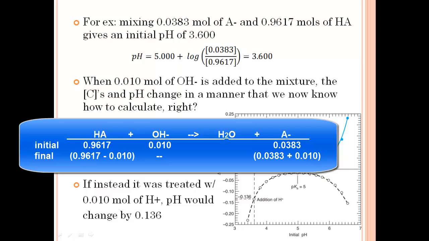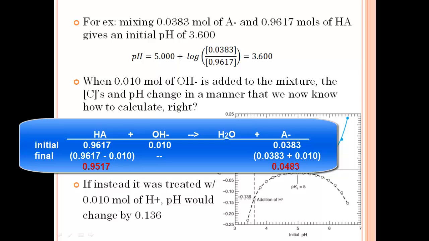So you would take 0.9617 minus 0.010, that gives you 0.9517, and then obviously you don't have any more strong base left. Everything's going to be consumed. So the only thing you have left to calculate is your conjugate base. You started out with 0.0383, and you know that you're adding the strong base. It's all going to turn into A minus, so you add it to this number. So you started with 0.0383 and you added 0.010. That gives you a total of 0.0483 at the end of the reaction.